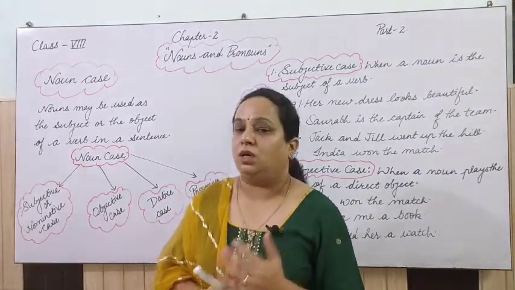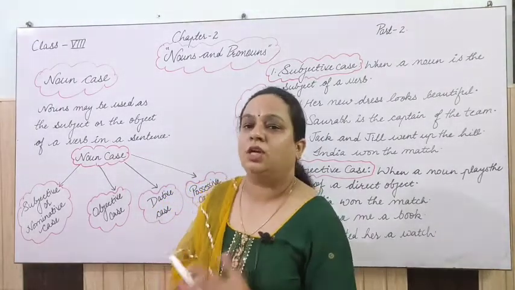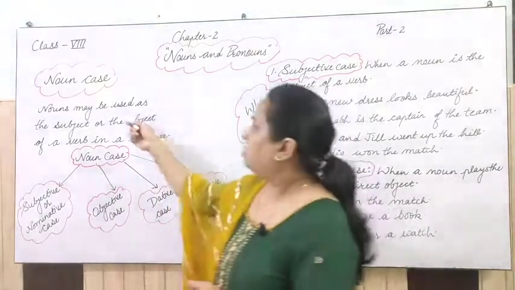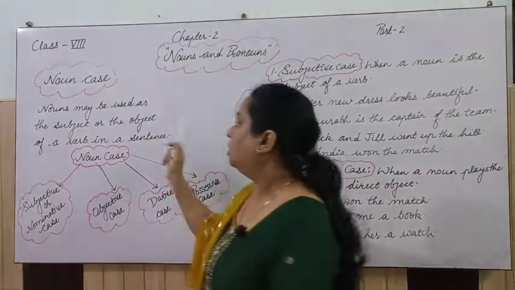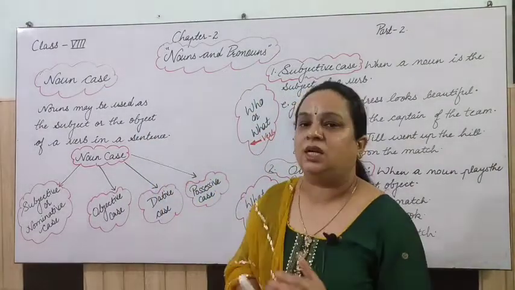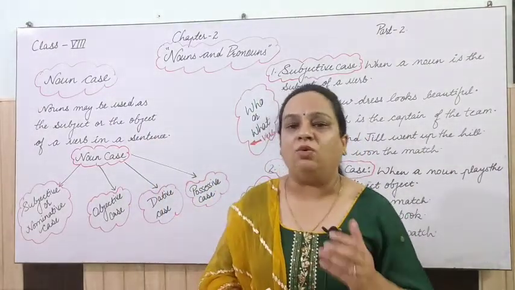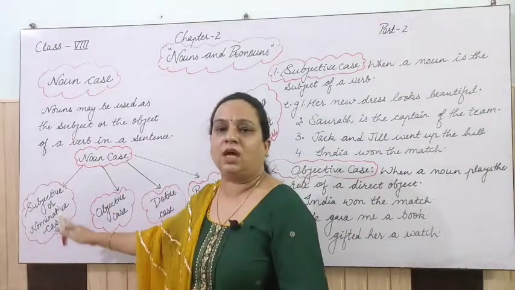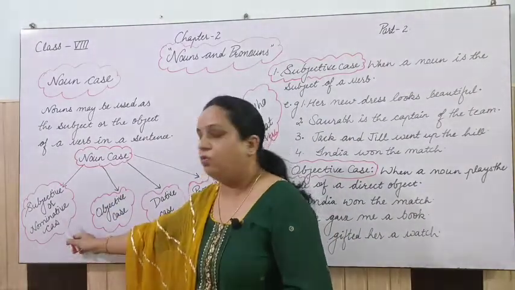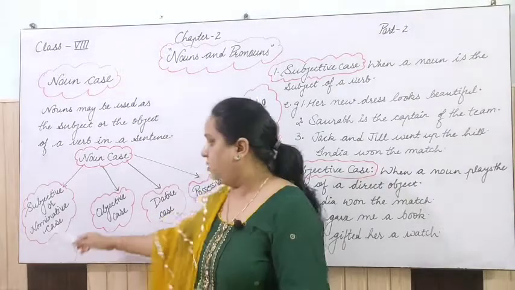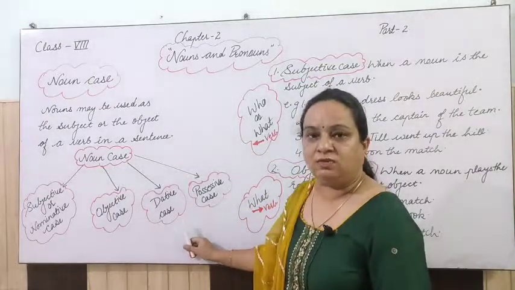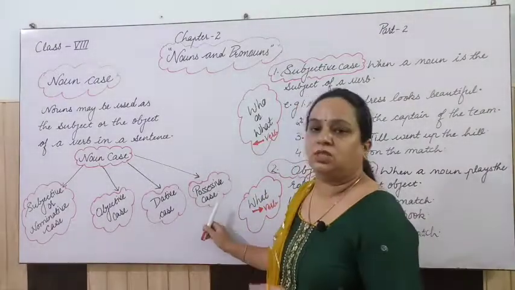Now, when we talk about noun case, what is noun case actually? A noun may be used as a subject or the object of a verb in the sentence. Noun cases are of four kinds. Number 1 is subjective or nominative case. Number 2 is objective case. Number 3 is dative case. And number 4 is possessive case.